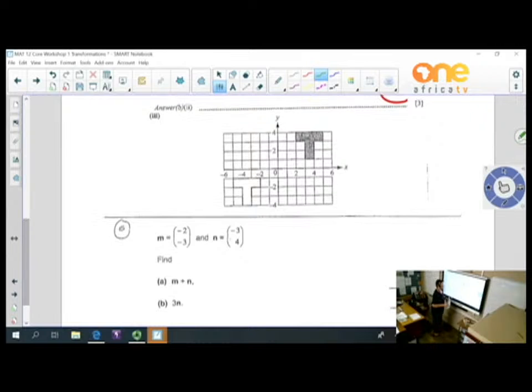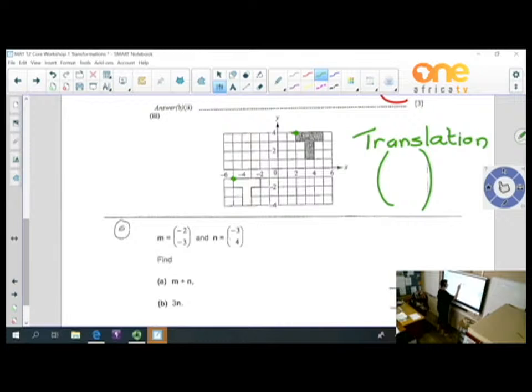The next one. Which transformation is this one? This is now the translation. So it's the slide. Can you see? From here to here. Now we have to find the column vector. So x and then y. So now I have to move this one, but that point must go to this point because they must be corresponding points.